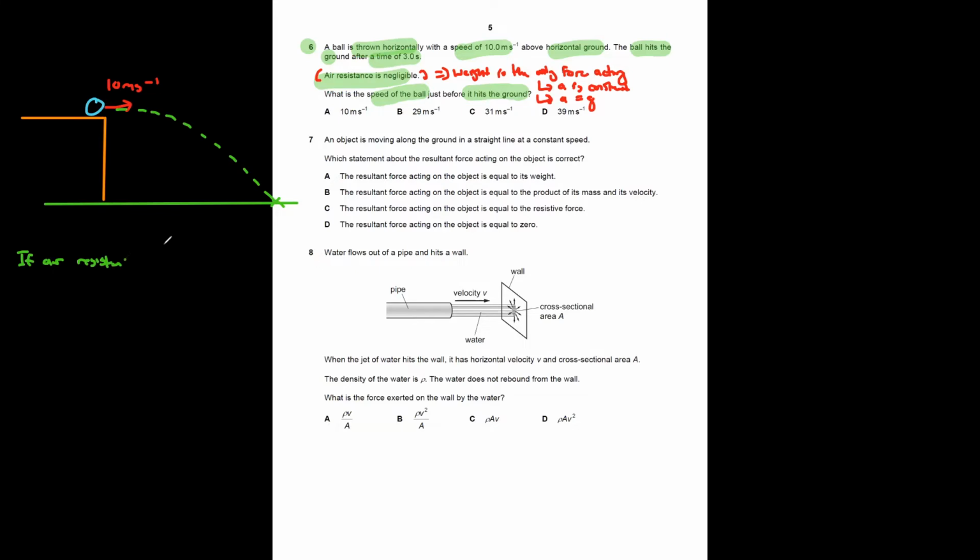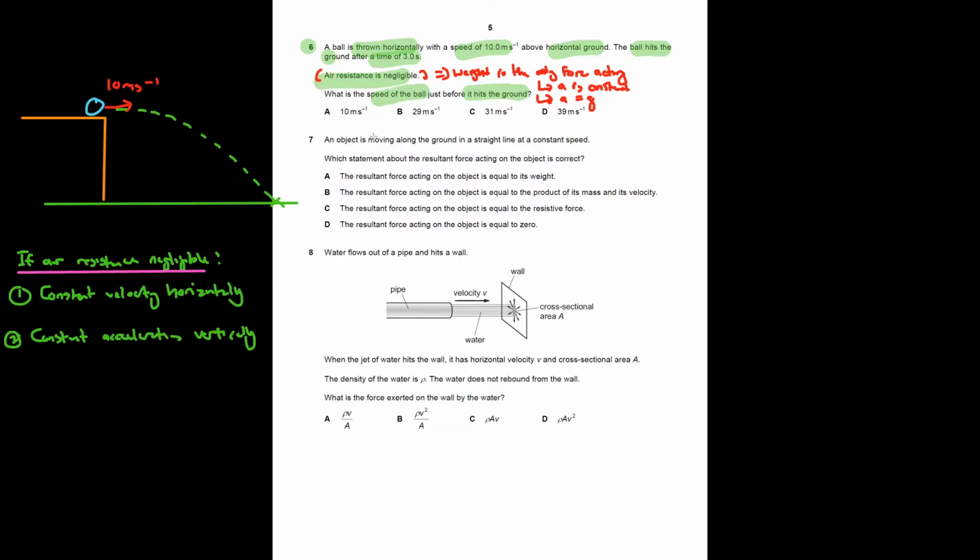For the case where air resistance is negligible, there are 2 things you will always be able to say from here. You will always have constant velocity horizontally, as well as constant acceleration vertically. These are the 2 things that should come to mind the moment you see air resistance is negligible too, in addition to what I just wrote here. So you will have constant velocity horizontally, and constant acceleration vertically.